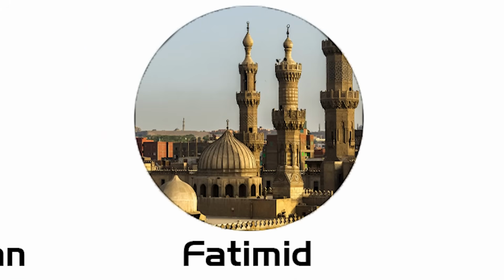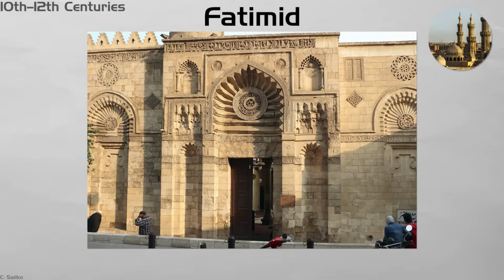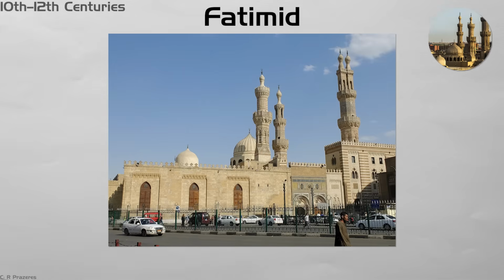Fatimid. From the 10th to the 12th centuries, the Fatimid dynasty shaped Islamic architecture in North Africa and Egypt. Their mosques often stayed true to the earlier hypostyle format, but introduced refined decorative features such as elegantly carved stucco and wooden screens. Cairo's Al-Azhar Mosque, founded by the Fatimids, became a globally respected center of Islamic scholarship.